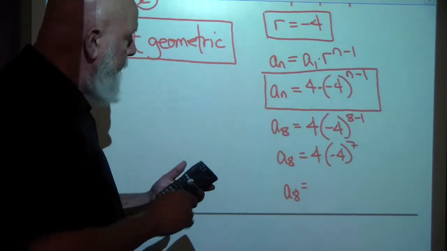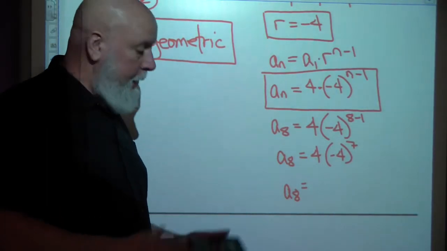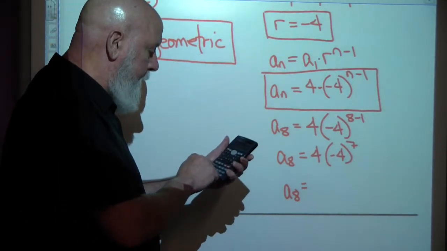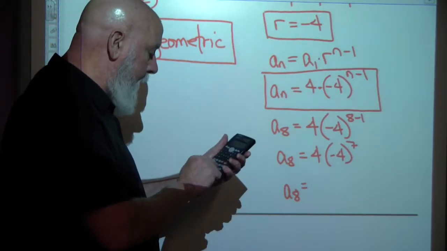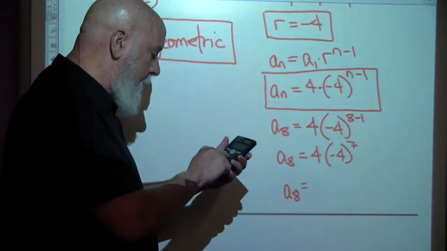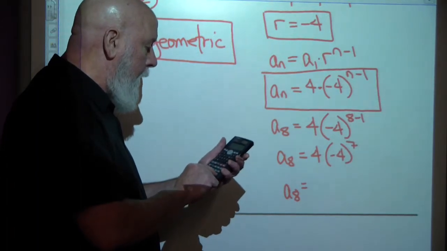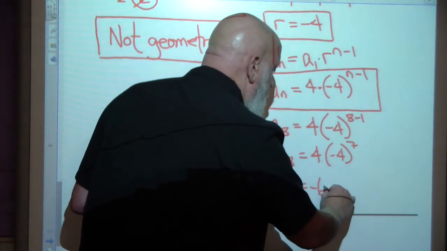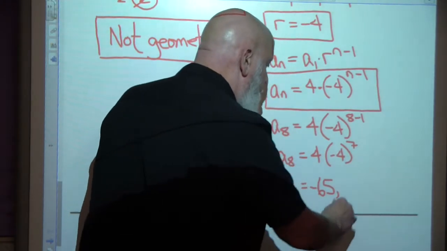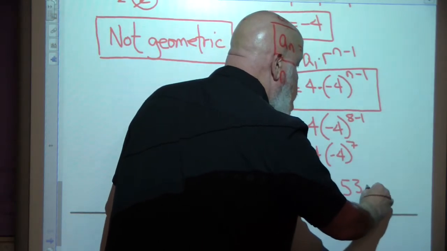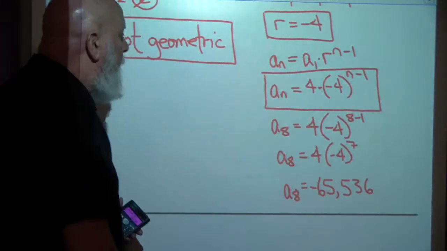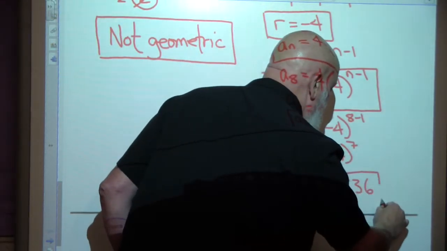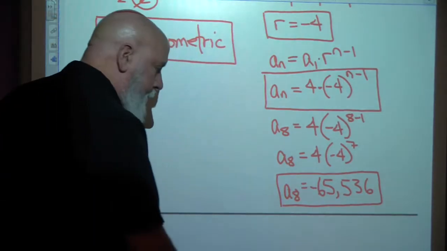And hopefully I haven't messed anything up. As you know, by this time of the year, I do mess things up from time to time. I try not to, but what are you going to do? Let's see if I did. 4 times negative 4, raising that to the 7th power, and I got negative 65,536 would be the 8th term. Okie dokie. And I'll look at the key and see if I messed it up. Hopefully I didn't.